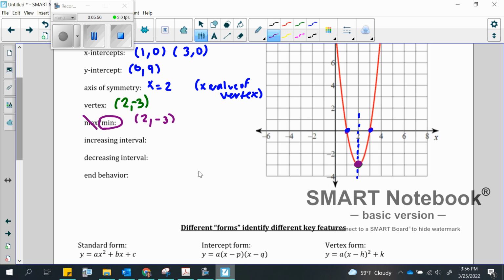And the last two. So this may be the ones where we might have not seen this in a while. So where is the function increasing or decreasing? So increasing, when we do this, I don't know if you remember from the beginning of the year, but we only use x values and they're intervals. So just kind of like domain or range. So we're going to say, okay, where is the function going down to the right? Where is the function going up to the right? So it switches direction at the vertex.